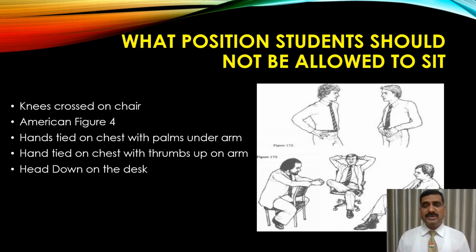You can see the picture in the slide. The central picture shows a man sitting in the American figure-four. In this situation, the student will always be in an argumentative mood. This posture, the American figure four, indicates an argumentative mindset. Arms tied on the chest or head down on the desk are other positions that we must not allow students to sit in.